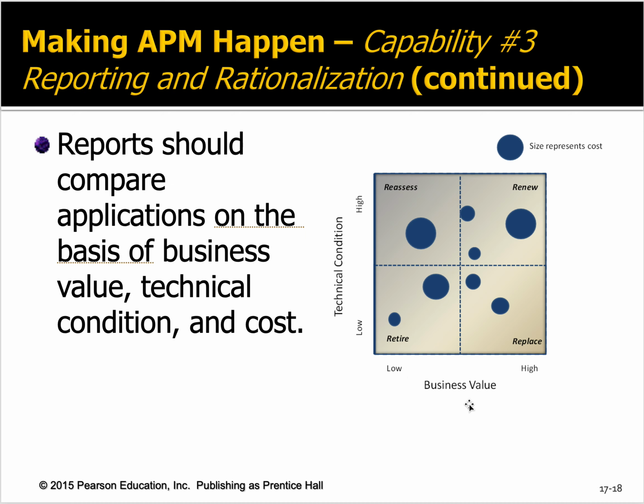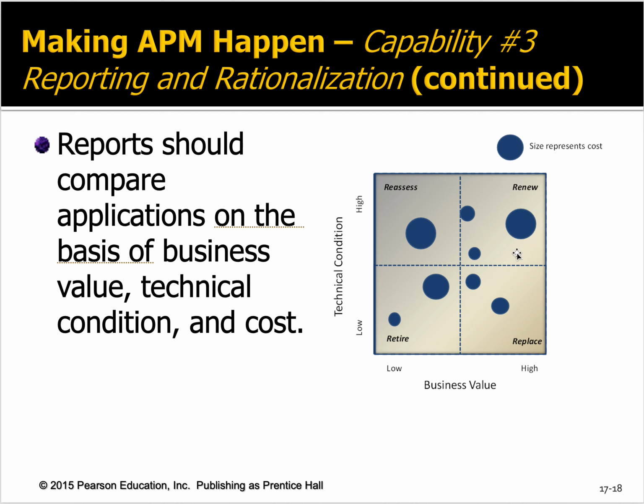One way of looking at a report, you can look at something like this. The technical condition, in the first quadrant, goes from low to high. High being good, I guess, low being not a good condition. The business value goes from low to high. So really you want to have high as much as you can. And the size of the ball represents the size of the annual cost.